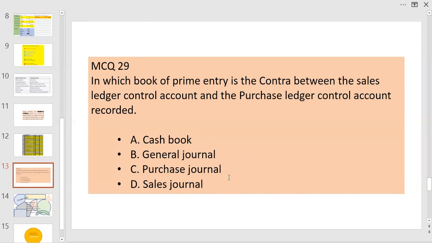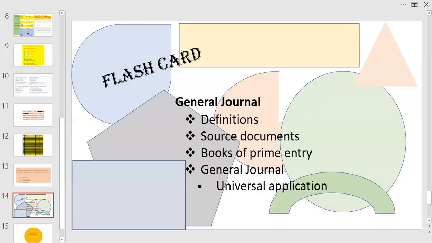Dear students, we have attached a flashcard for you all to remind yourself of the lessons that we have learned today.